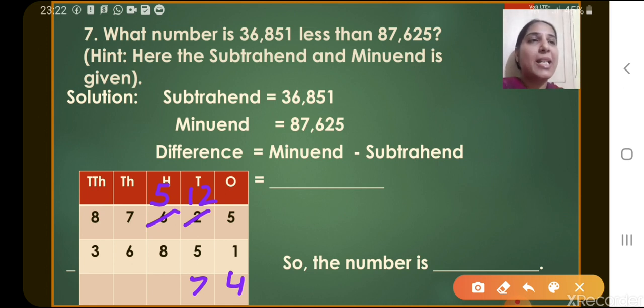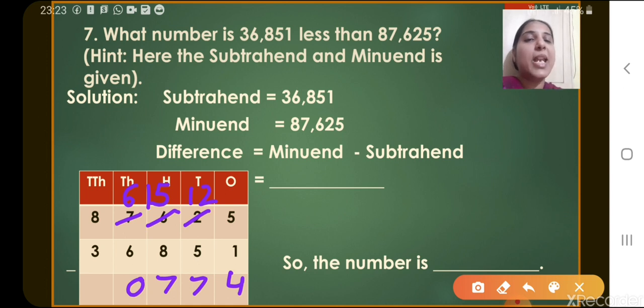Now look at the hundreds place. Again 5 minus 8 is not possible. It means we have to borrow from the thousands place. So when we borrow 1 from the thousands place, what will be remaining here? 6, and the digit at the hundreds place now becomes 15. So 15 minus 8, what will we get? 7. Okay. Now look at the thousands column. So 6 minus 6, what will we get? 0 here.